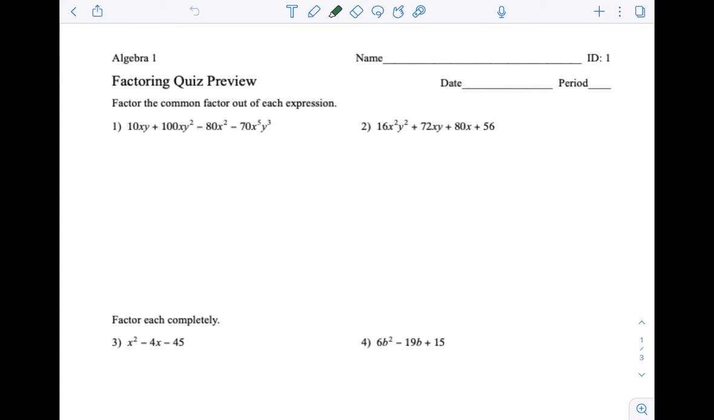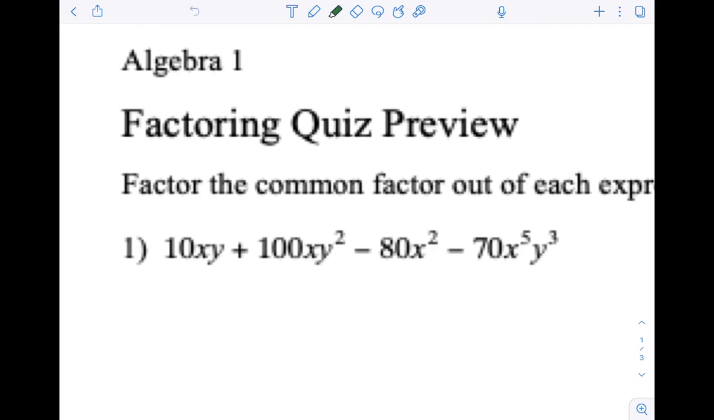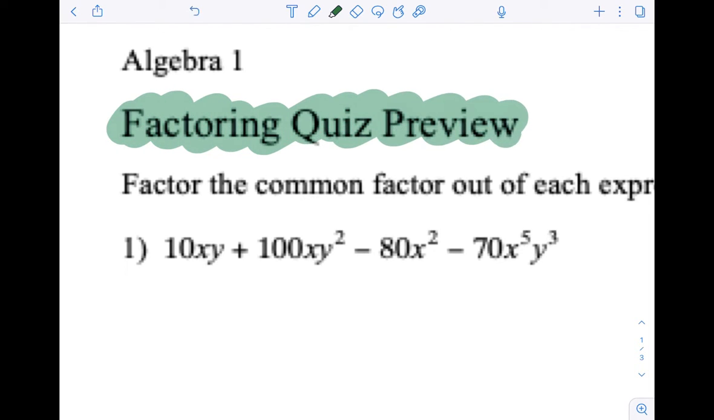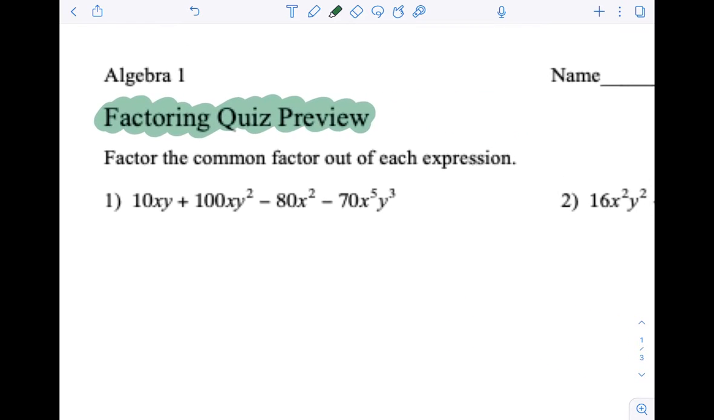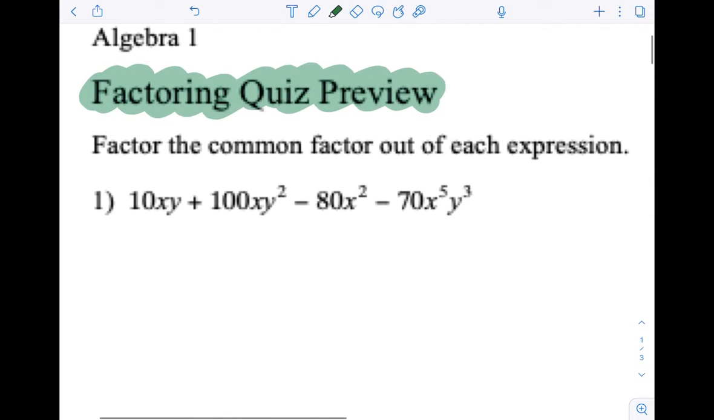Here we are, everybody. Make sure you have paper and pencil out, ready to write down everything that I write down, as we are going to prepare for this quiz. This is a quiz preview, and it is called Factoring Quiz Preview. We're going to cover the factoring unit. After this quiz preview, you're going to be able to take that quiz.